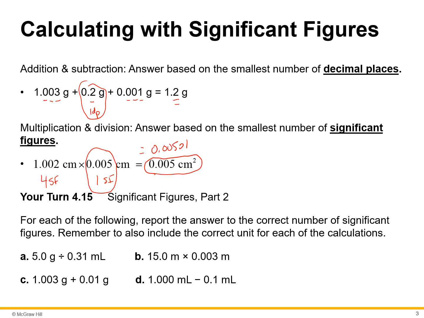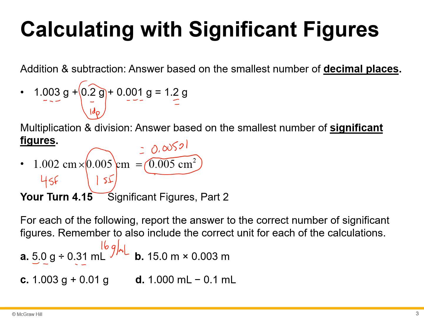I'll ask you to pause the video now, and I want you to try on your own to get the correct number of significant figures. So the first one, we're back, is 5.0 grams divided by 0.31 milliliters. This will come out to 16 grams per milliliter. Again, 2 sig figs in the question, so our answer should have 2 sig figs.